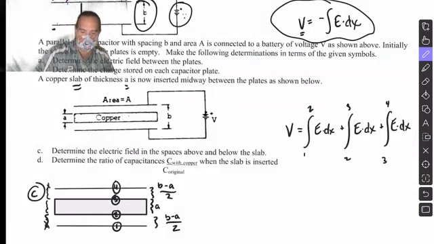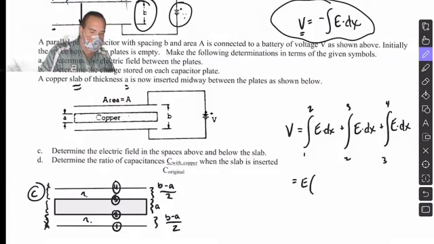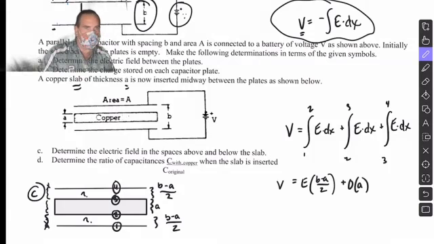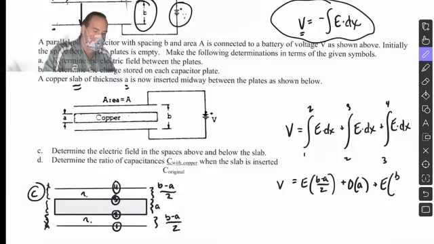I know the electric field in here and in here have to be the same, or at least have to be a constant. But positioned the way it's been positioned, they'd have to be the same because of the symmetry. So that's going to be E times (B minus A) over 2, because that's the distance, plus 0 times A, because the electric field inside a conductor has to be 0, plus E times (B minus A) over 2.